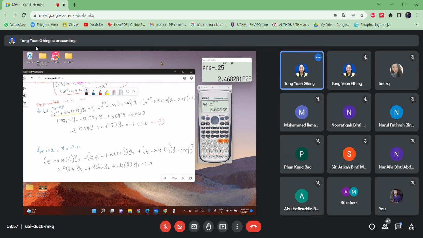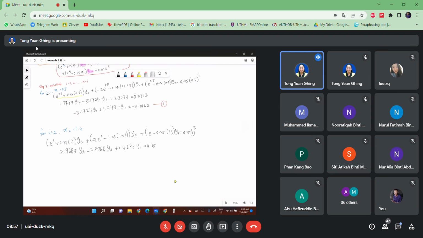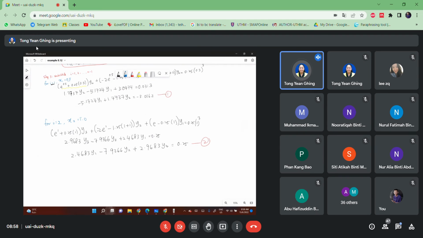So sekarang, now I will put y1 at the front, 2.4683 y1, and then y2 is negative 7.9366 y2, and then y3 2.9683 y3 equal to 0.25. So this is the second equation. Boleh? Now we continue when for I equal to 3.